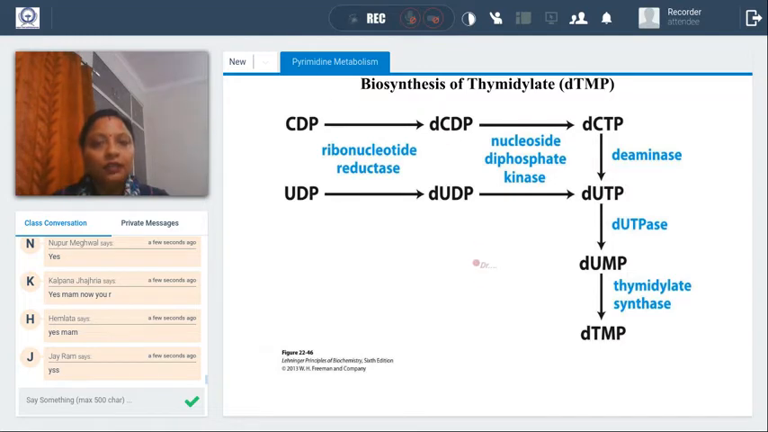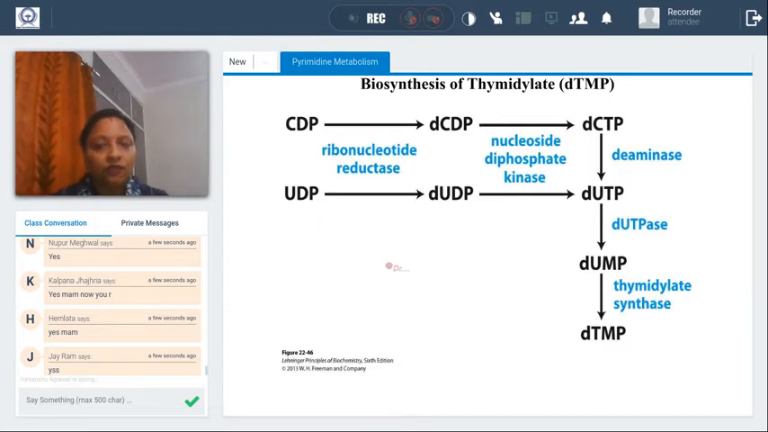So we can see here the biosynthesis of thymidylate or dTMP. What is this dTMP? This is deoxythymidine monophosphate, a nucleotide. How can we get dTMP? From CDP, by the enzyme ribonucleotide reductase, we get dCDP. Then by kinase enzyme we get dCTP. Then deaminase works here and we get dUTP. Then by hydrolysis of dUTP, one phosphate is removed, giving dUMP, and the important enzyme here is thymidylate synthase, and we get dTMP.